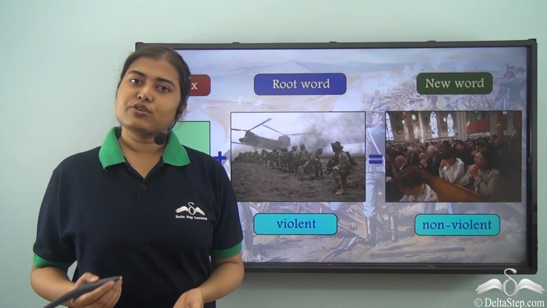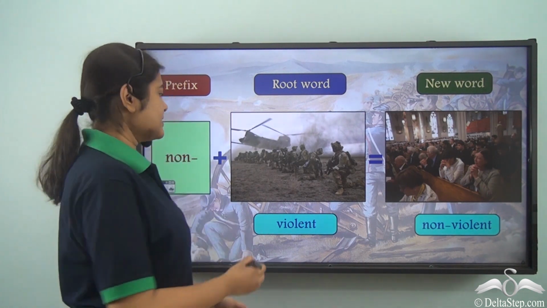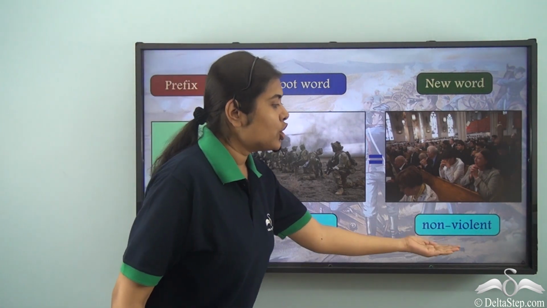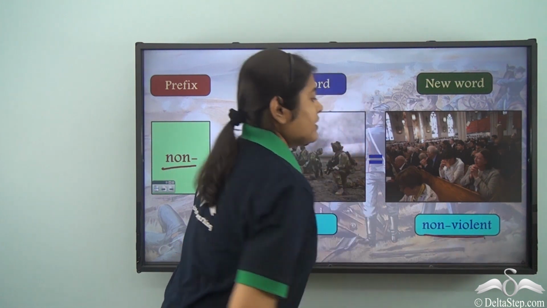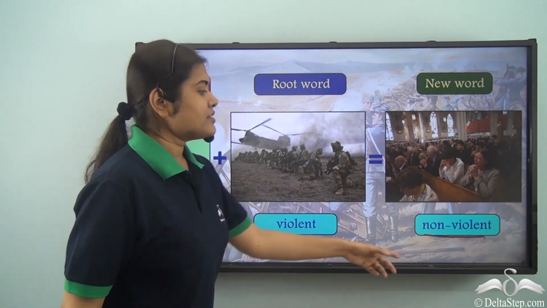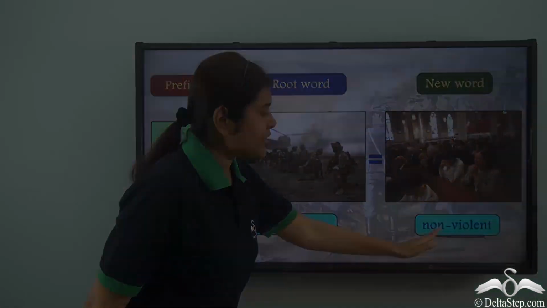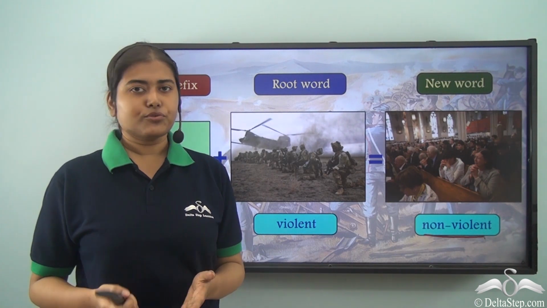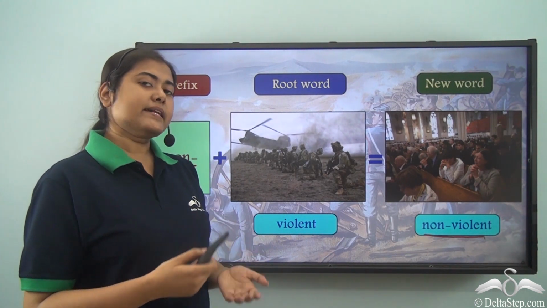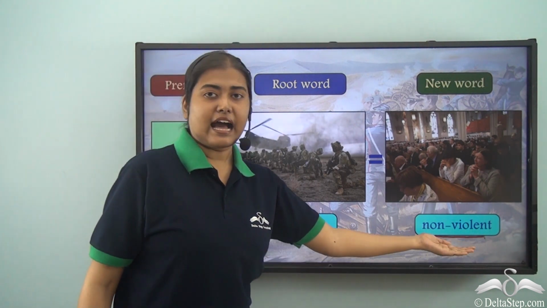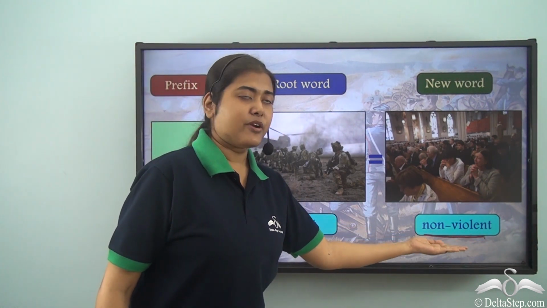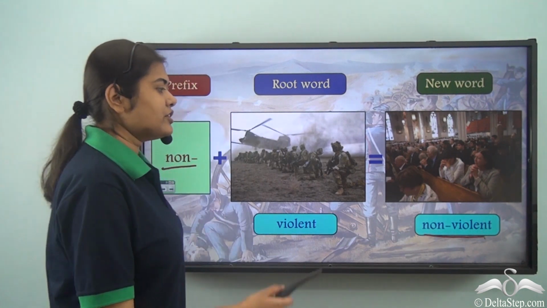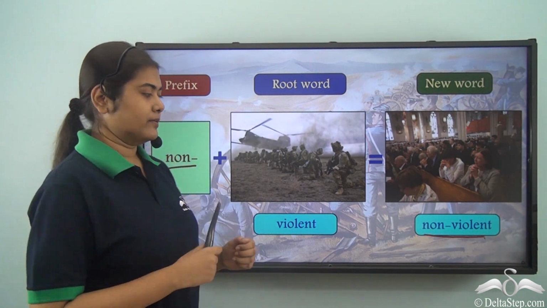Now another prefix that can be used to form antonyms or opposites is non. So non plus violent gives us non-violent. So in this case, what you notice is that we have used a hyphen to separate the prefix and the root word. Now there is no such hard and fast rule as to when to use a hyphen or not, but in some words we do use a hyphen to separate the prefix from the root word. For example, in non-violent, we do not usually write nonviolent together.